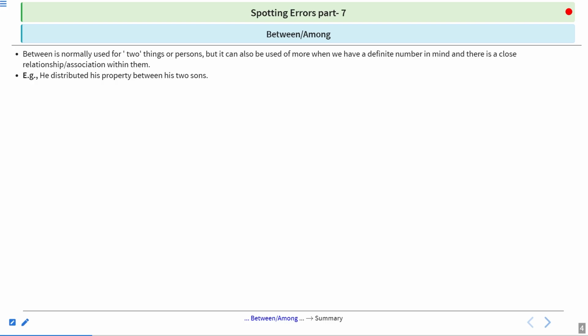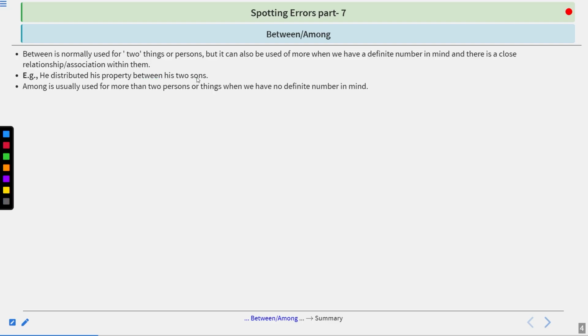Example: he distributed his property between his two sons. So here we have used the preposition between with two sons. Among is usually used for more than two persons or things when we have no definite number in mind. He was happy to be among friends again. So here we are not sure how many friends we are talking about.